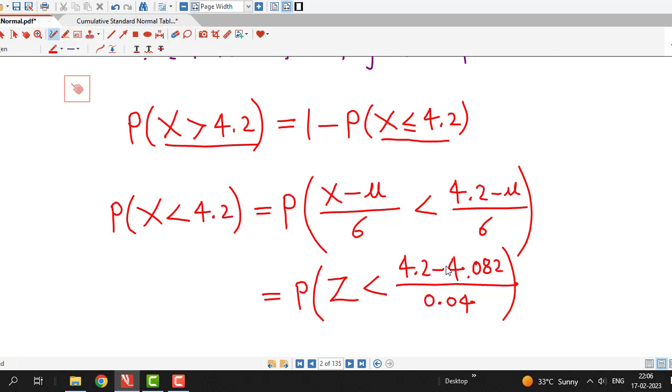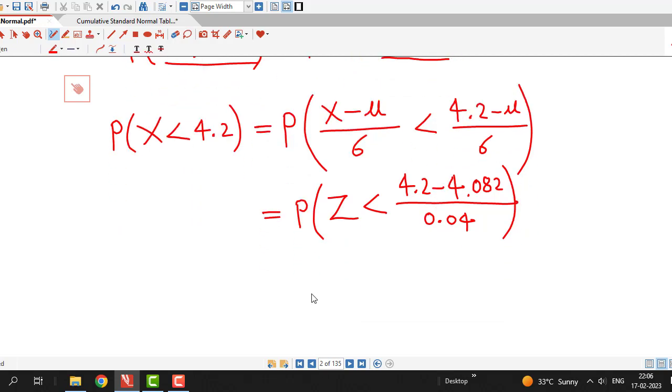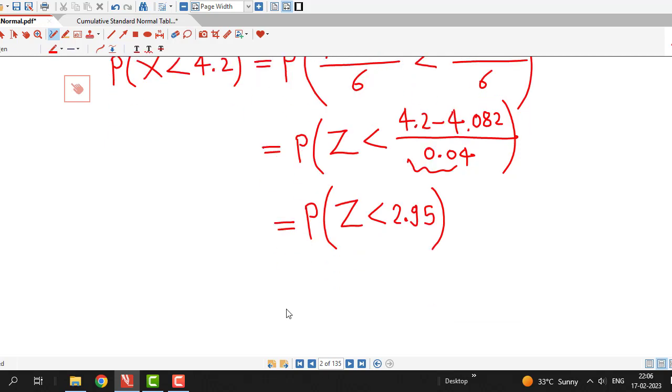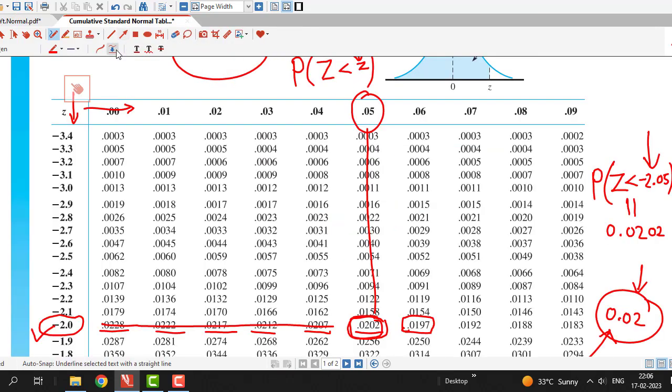So if I use my scientific calculator, I find that this turns out to be 2.95. If we calculate this, 4.2 minus 4.082 divided by 0.04, then it is 2.95. Now this probability I can decide using the cumulative normal probability table. I have to search for 2.95 in the cumulative standard normal table.